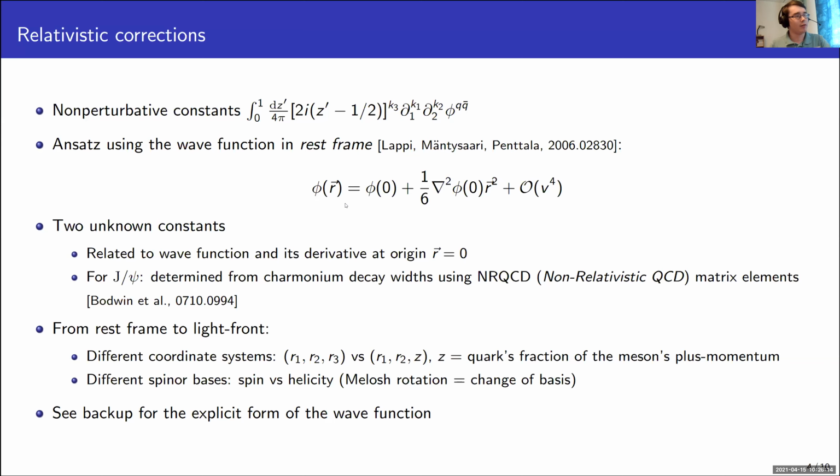So now we have our wave function in the rest frame, but what we need is the light front wave function. So there are a couple of differences between the two. So first of all, the rest frame wave function is described in fully position space, whereas for the light front wave function, we use this mixed space of coordinates. And then the two wave functions also use different bases for the spinors. So in the rest frame, we have the spinor basis, and in the light front, we use a helicity basis. And to go from one to another, we do this Melosh rotation, which is basically just a change of spinor basis. And then we have our light front wave function that we can use to calculate the production.